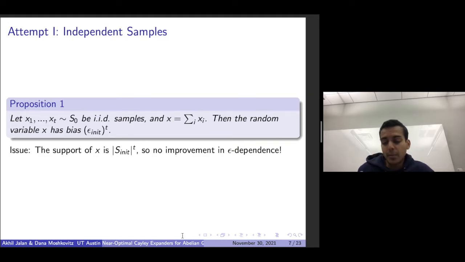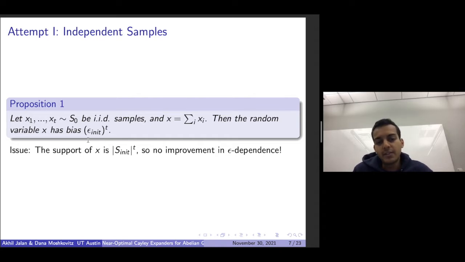So an initial attempt to amplify spectral gap could be as follows. Take T independent samples from your initial set and then add them up. And then I claim that this new random variable has bias which actually scales by a factor of T. So that's very good. It means that the bias shrinks very fast.